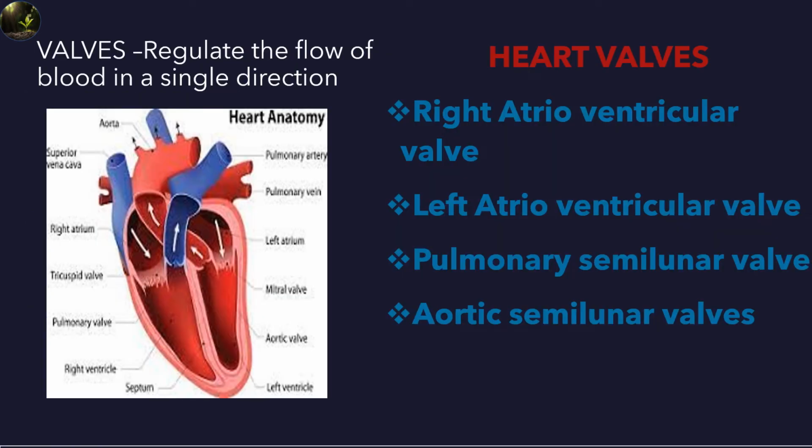Heart valves. Mainly there are 4 types of valves in the heart: the right atrioventricular valve, the left atrioventricular valve, the pulmonary semilunar valve and the aortic semilunar valve. These are the 4 types of valves present in the heart. We will study them in detail.